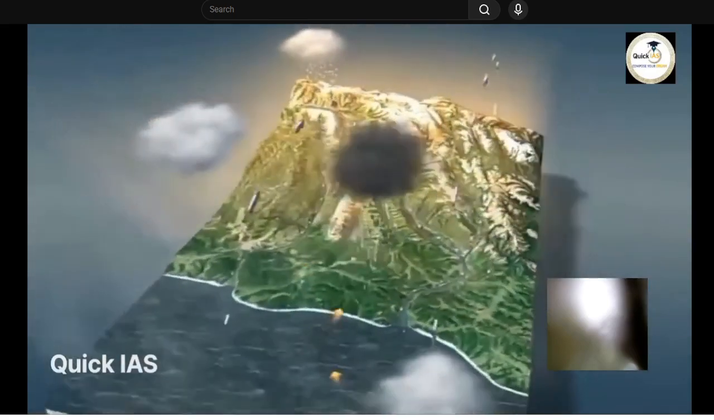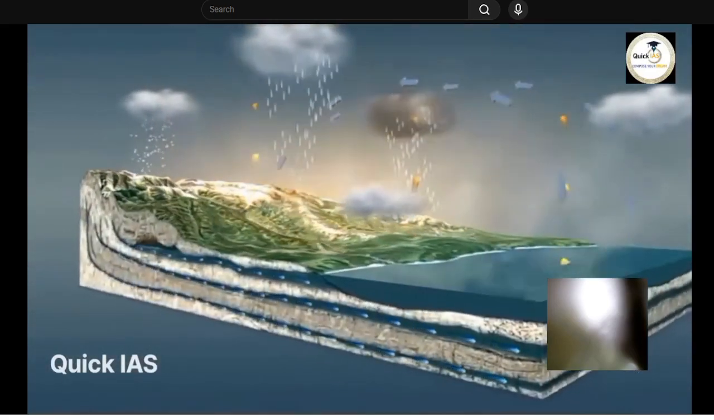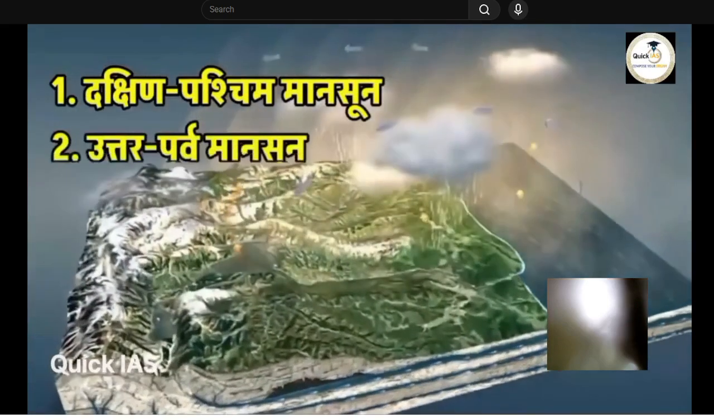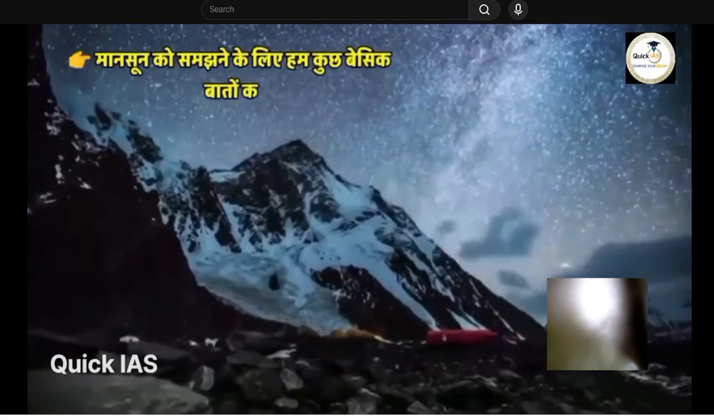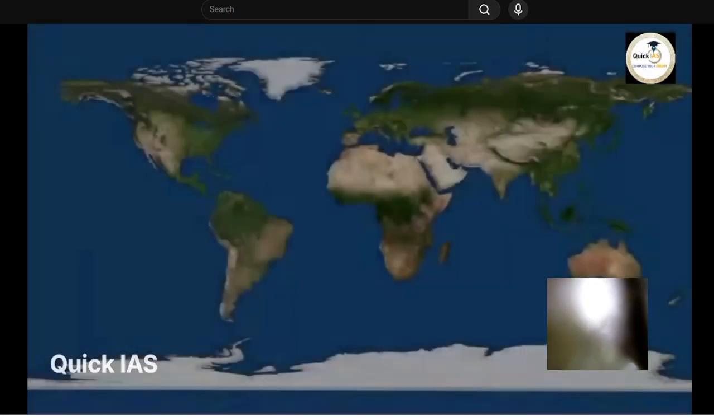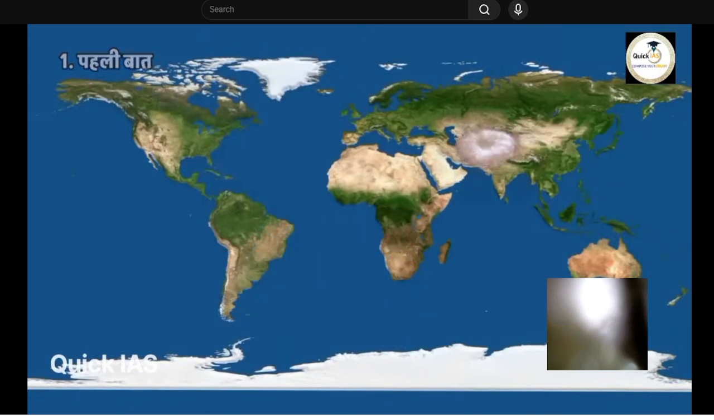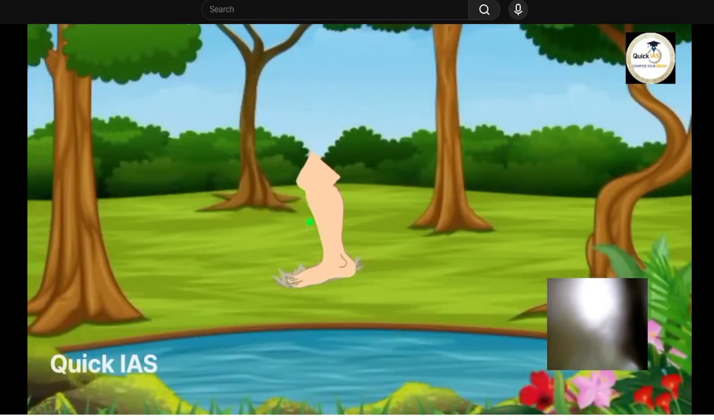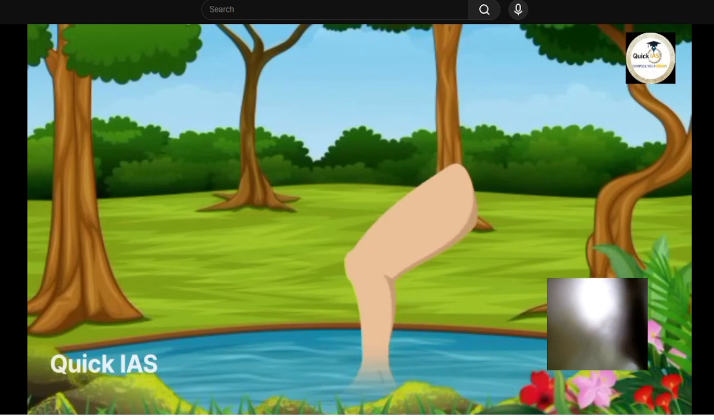As I mentioned earlier, 2 types of monsoons occur in India: the southwest monsoon and the northeast monsoon. To understand the monsoon, we need to understand some basic facts. First, the ground heats up or cools down faster than water. In summer, your feet burn as soon as you step on the ground. However, pond water is cooler in comparison.